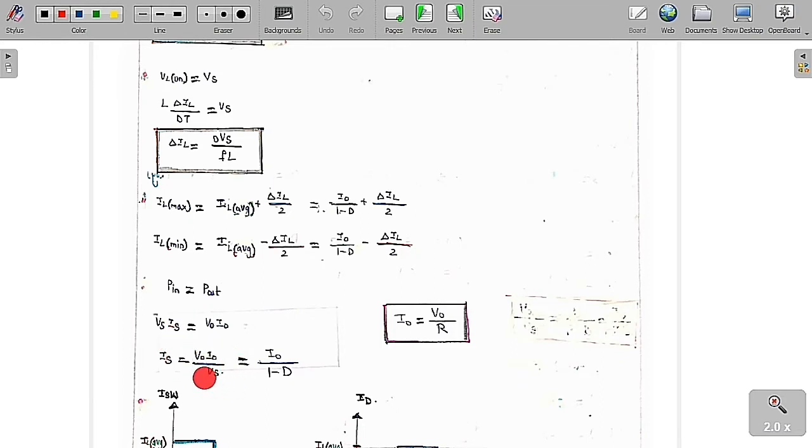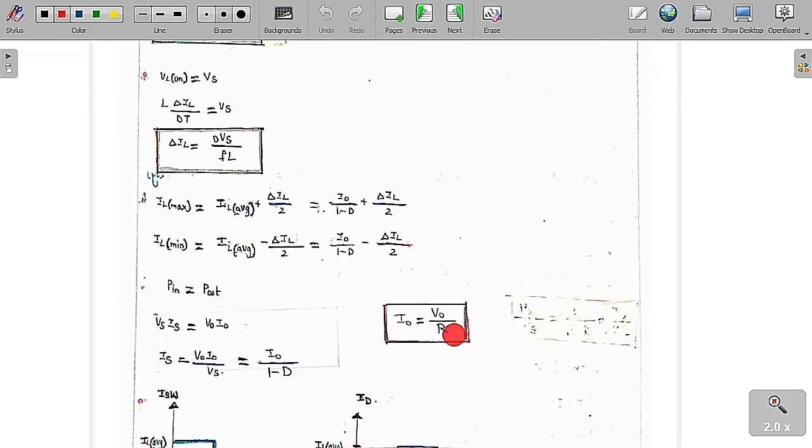I have already told you that V naught is equal to Vs by 1 minus D. So Vs cancels, and we get I naught by 1 minus D. Therefore the average value of the source current is equal to I naught by 1 minus D. So you can clearly say the average value of the inductor current is equal to the average value of the source current, which is equal to I naught by 1 minus D. This we have already discussed.